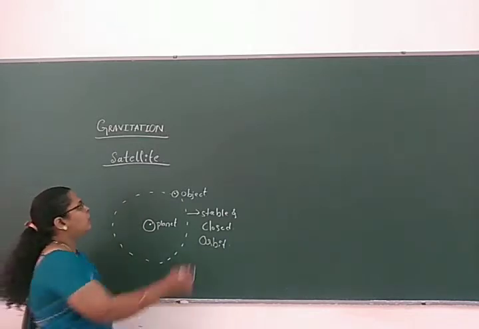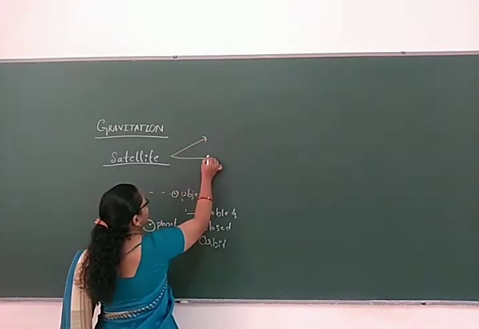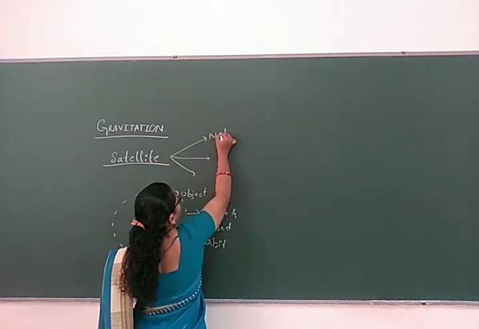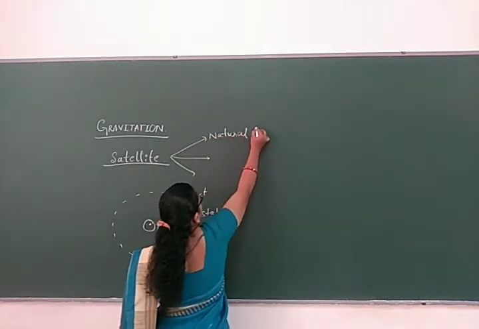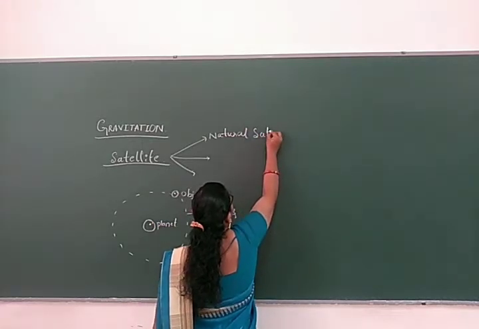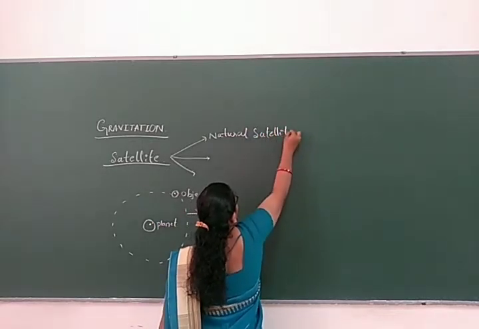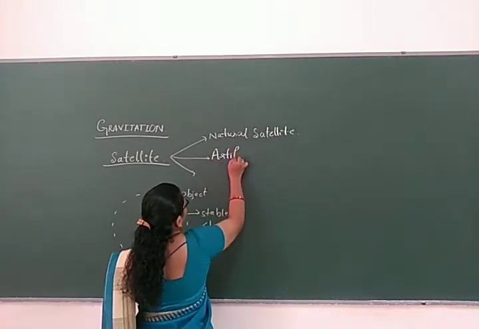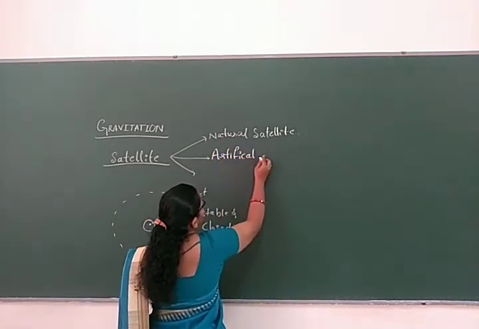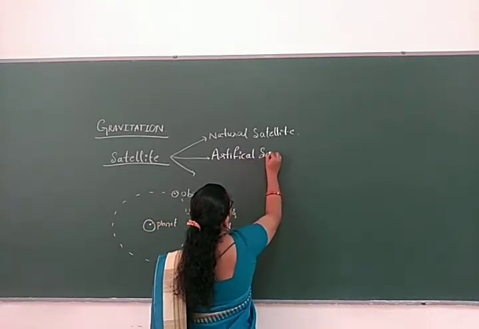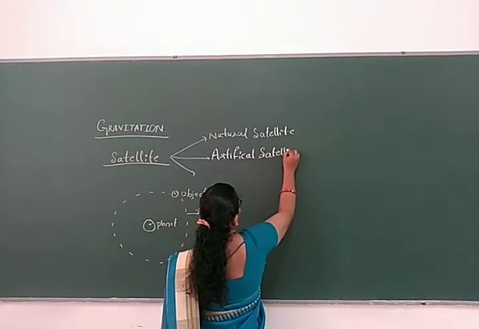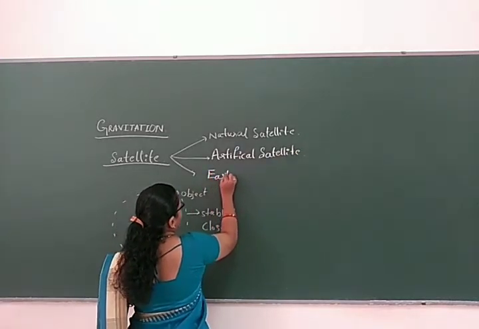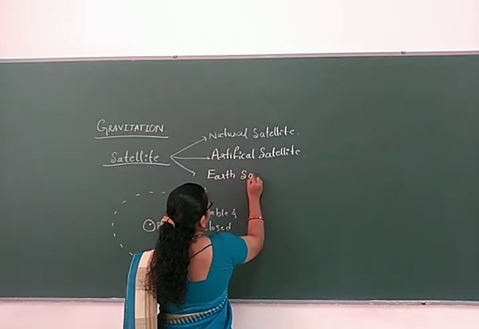There are three types of satellites out there. What are those three types? One is a natural satellite, the next is an artificial satellite, and the other is an Earth satellite.